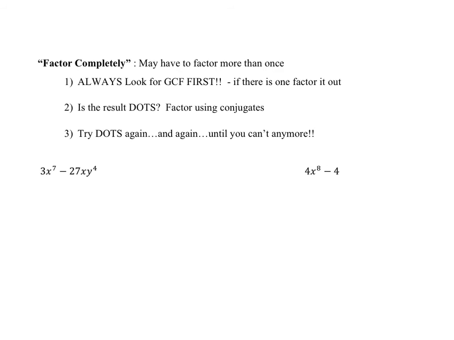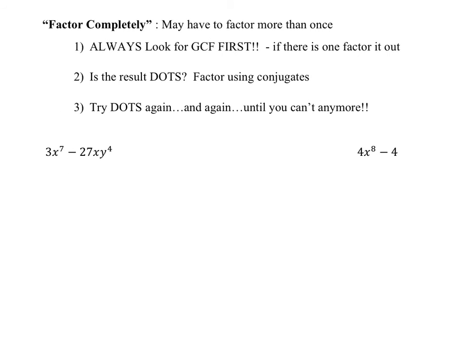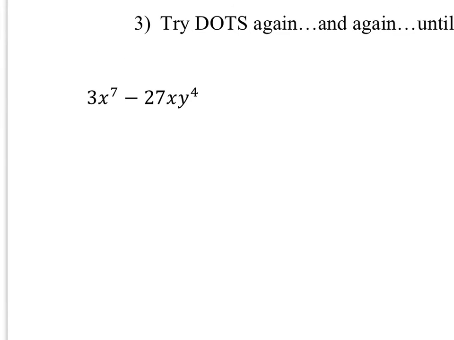Just quickly, I'm going to talk about factoring completely briefly. Okay, when you factor completely, it basically means you're going to have to factor more than once. Always look for your GCF first. Do DOTS. Remember, DOTS is factoring using conjugates. Try DOTS again, and you could possibly do DOTS a lot. So I'm just going to quickly do these two. You can try them on your own, I guess, if you want.